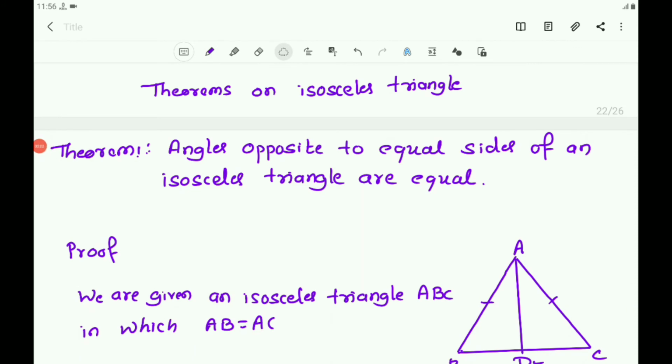Now what about its converse? In this theorem, we proved that angles opposite to equal sides of an isosceles triangle are equal. Now its converse means we have to think about the sides opposite to equal angles of a triangle. Is this converse true? That you have to verify. Means if two angles of any triangle are equal, can we conclude that the sides opposite to them are also equal?